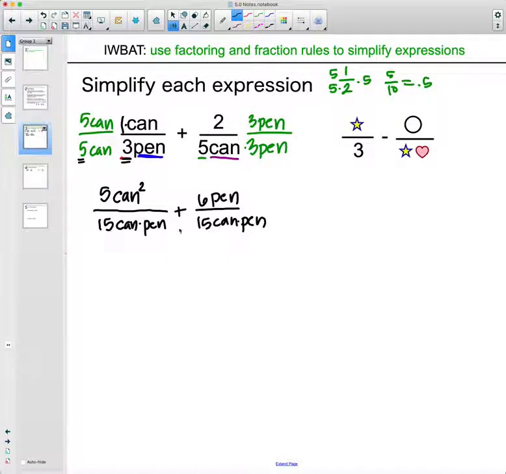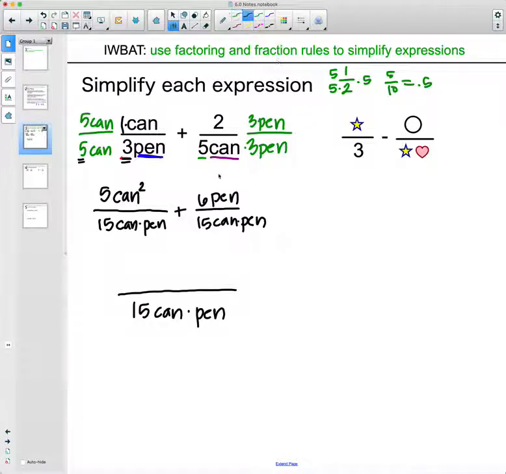So now you can see that these denominators are exactly the same. It doesn't matter what can and pen are. It doesn't matter if they're variables. It doesn't matter what they are, but now our bases are exactly the same. So now we're going to be able to add the tops and leave those bottoms exactly the same. So I'm just going to write that one denominator.